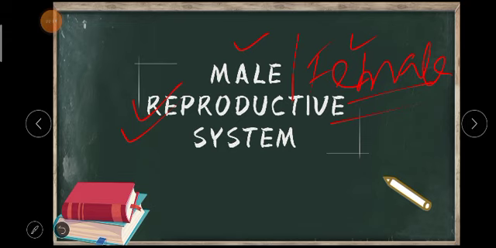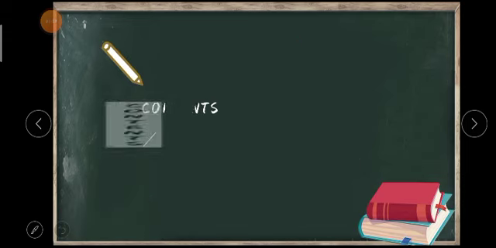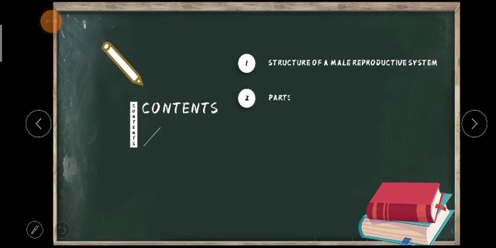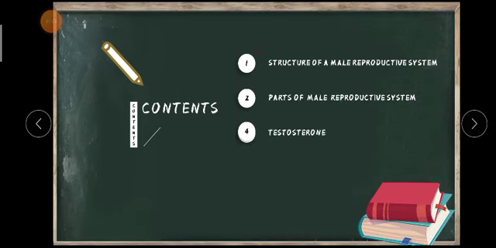In today's class, first we are going to discuss the male reproductive system. So let us proceed. Today we will go through topics like the structure of the male reproductive system, parts of the male reproductive system, testosterone and functions of testosterone. Let us first discuss how the male reproductive system looks.